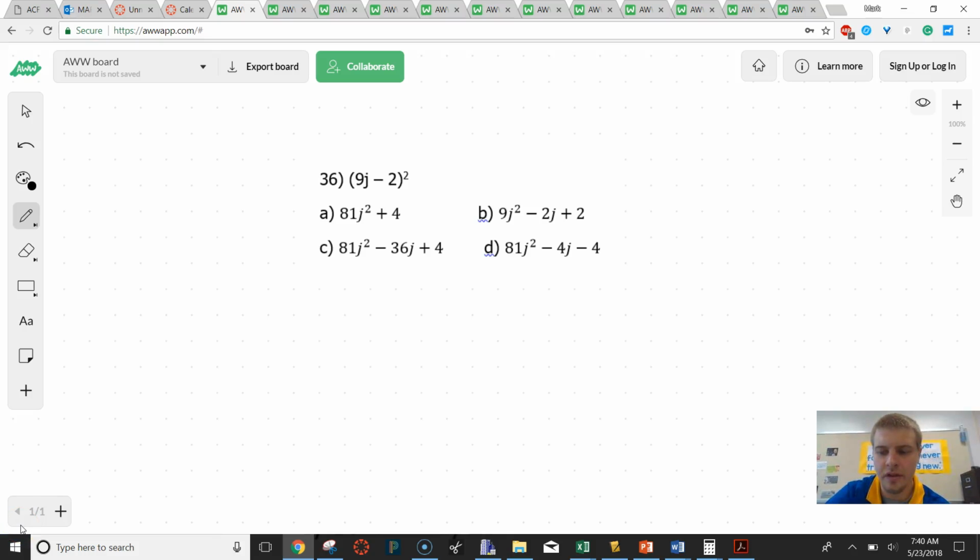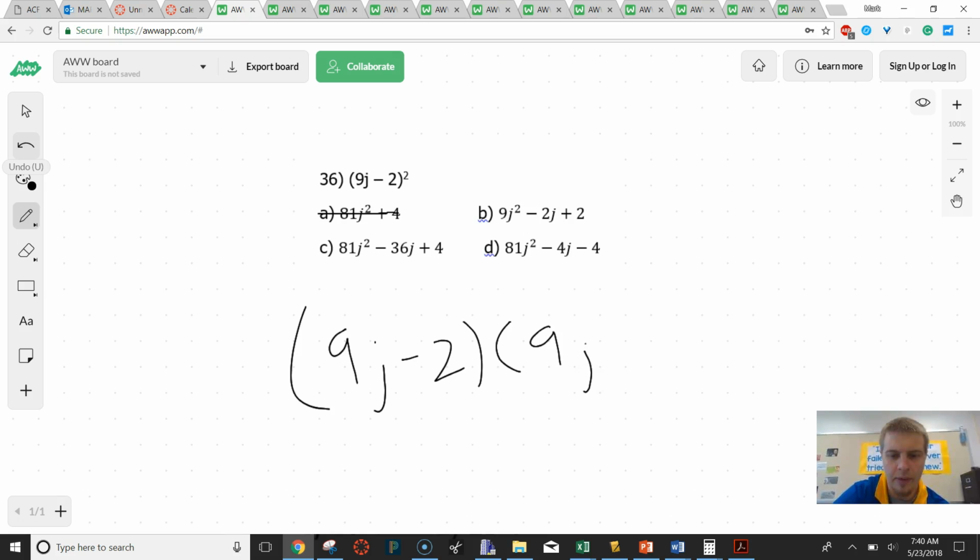Okay, so let's see how we go through day 4 and see how it goes. This first problem, 9j minus 2 squared, what you want to do right off the bat is you don't want to square both things. Like A is wrong. Because of this minus sign, you actually have to write it like this, where you times it by itself. And that's going to let you know that you need to FOIL this out.